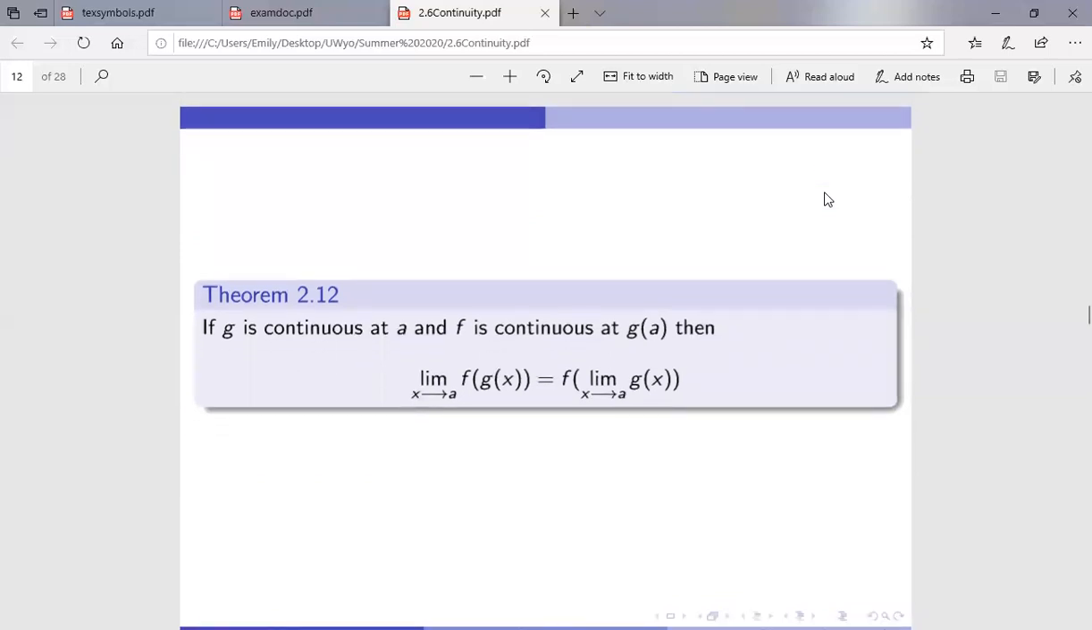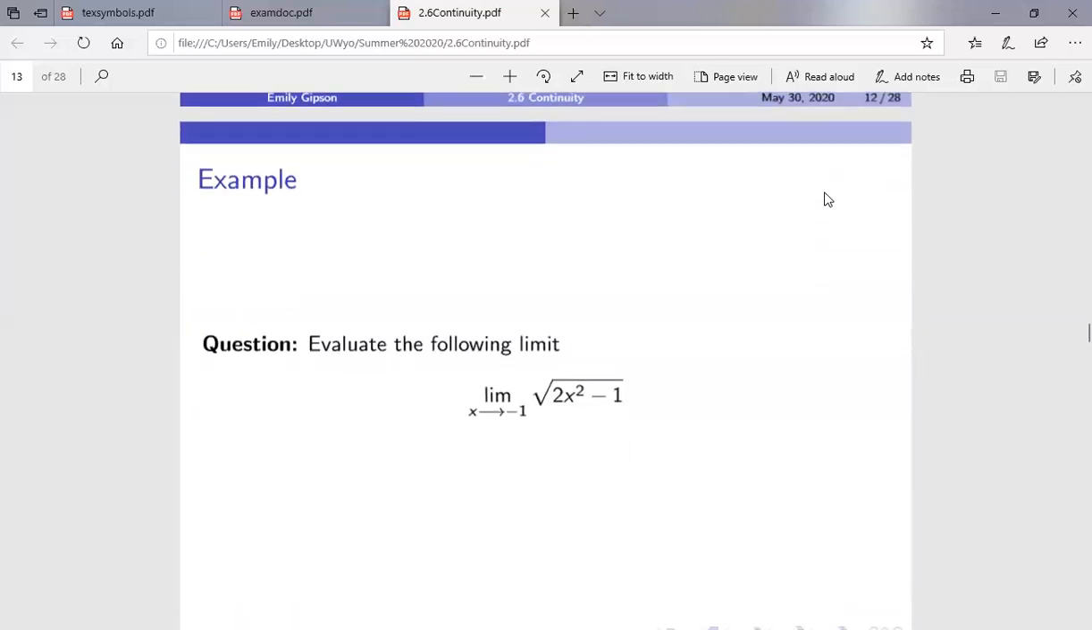And here's a formal theorem about that result. If g, our inner function, is continuous at a point a, and f, our outer function, is continuous at g of a, then we can write the limit as x approaches a of f of g of x as the same as f of the limit as x approaches a of g of x. And what exactly does this look like? Well, this looks like something that we'll see in an example or two.